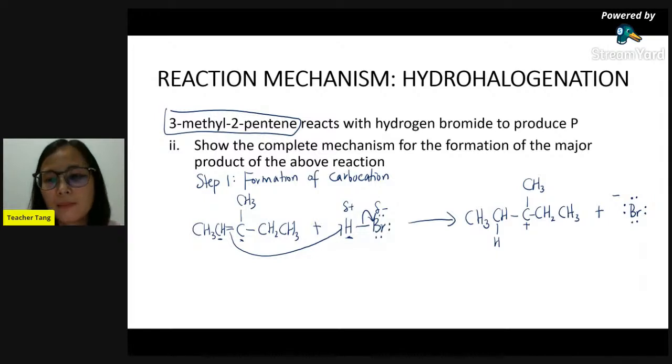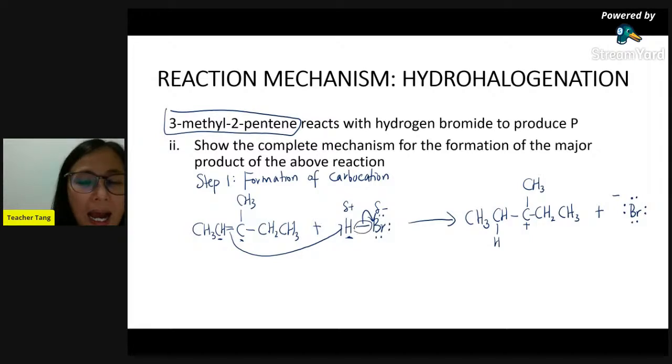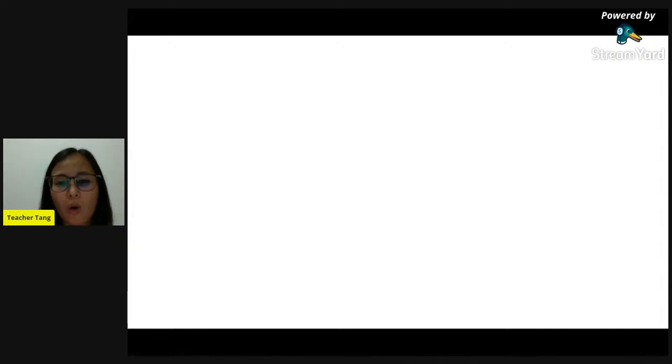Okay, it becomes 4 lone pair. Okay, and then so why is it -1? Because again, after bond breaking, dia ambil hydrogen punya electron. That's why -1. Okay, so that is step number 1. So step number 2.